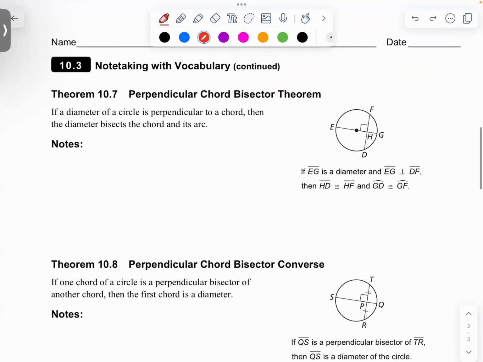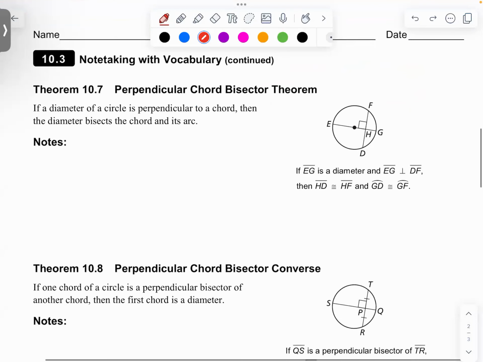Okay. All right, here we go. If a diameter is perpendicular to a chord, then the diameter bisects the chord and its arc.